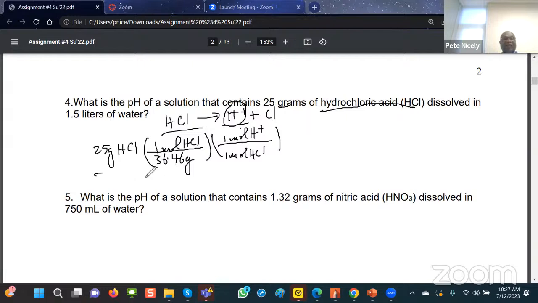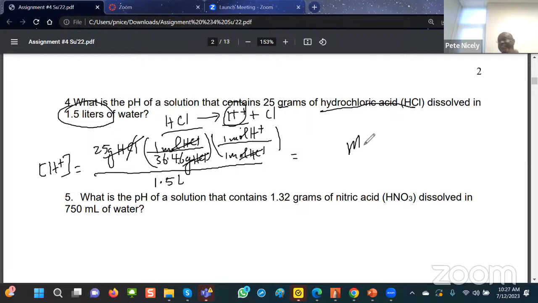And then I would divide that by the volume to get the molarity, which is given as 1.5 liters. So I'll put that down here, right? So basically what I've set up here is the way to calculate the concentration of H+, right? This will cancel with grams of HCl here. So this will cancel with that. This will cancel with that. And basically your answer will be given in M, or moles per liter.